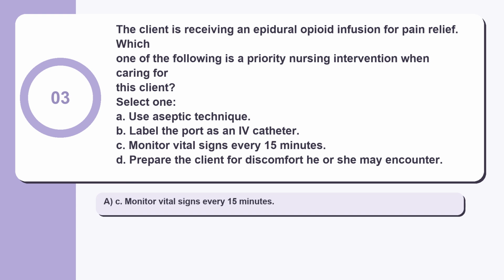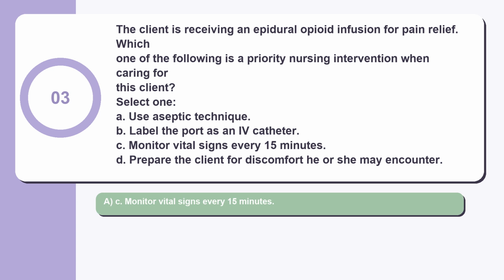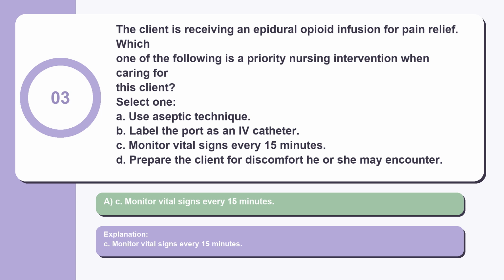Question 3. The client is receiving an epidural opioid infusion for pain relief. Which one of the following is a priority nursing intervention when caring for this client? Select 1. A. Use aseptic technique. B. Label the port as an epidural catheter. C. Monitor vital signs every 15 minutes. D. Prepare the client for discomfort he or she may encounter. Answer: C. Monitor vital signs every 15 minutes.